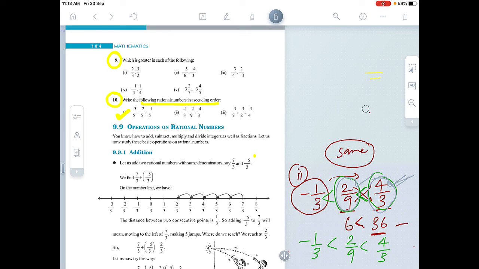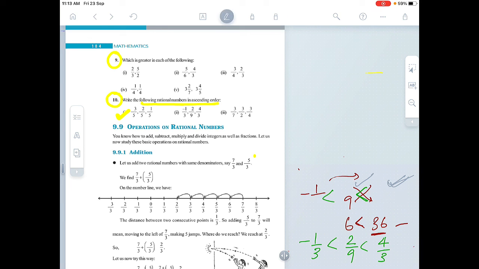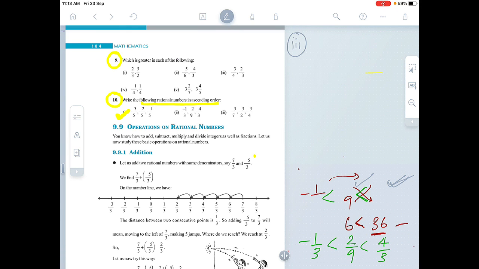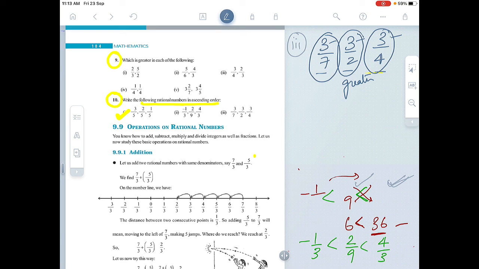3 by 7, 3 by 2 and 3 by 4. See, this type also we have done. Here in the previous case we have learned, if the denominators are same, then we will check the numerators. If the numerators are bigger, then the fraction will be bigger. But here exactly opposite. Here the numerators are same. Okay, so the smaller denominator will be the greater fraction.